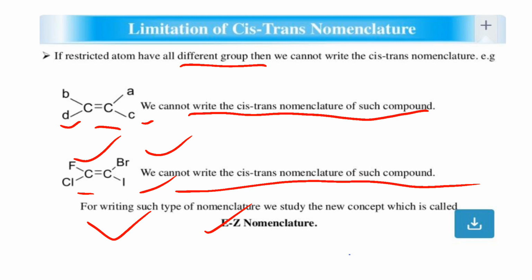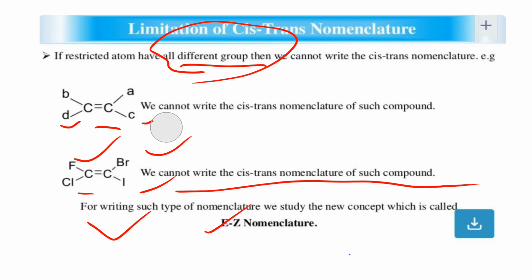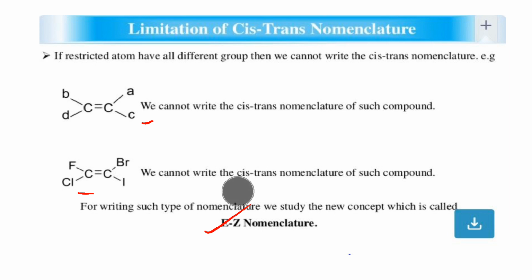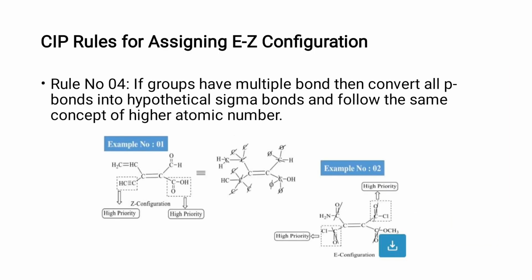We have already discussed EZ nomenclature. The limitation of cis-trans nomenclature is that when the restricted atoms have all different groups attached to the C double bond C, we cannot write cis-trans nomenclature in this case. These are the limitations of cis-trans nomenclature.